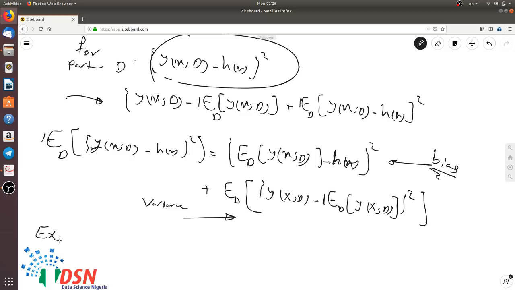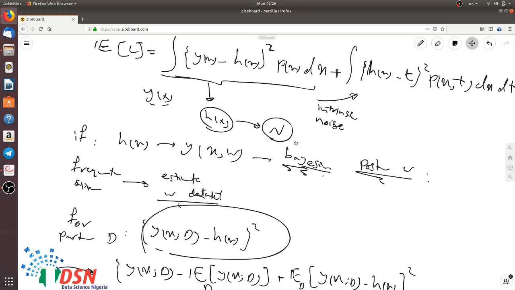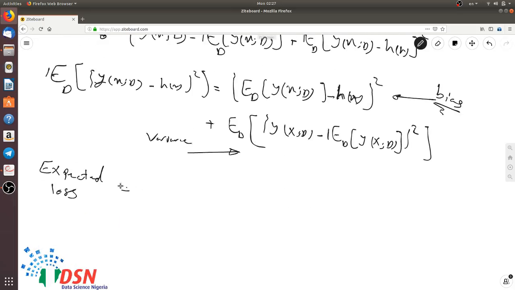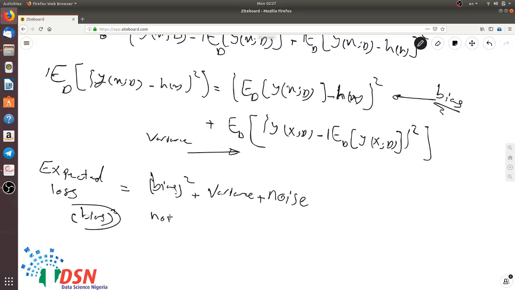So we could write the expected loss, which we had in here, as bias squared plus variance plus noise, in which the bias is this, the variance is this, and the noise, as we saw, is not related to the output of the model. It is related to the true function and the target values.